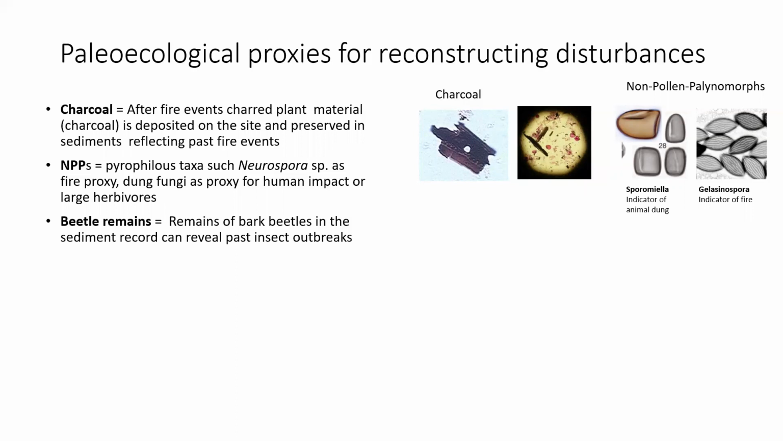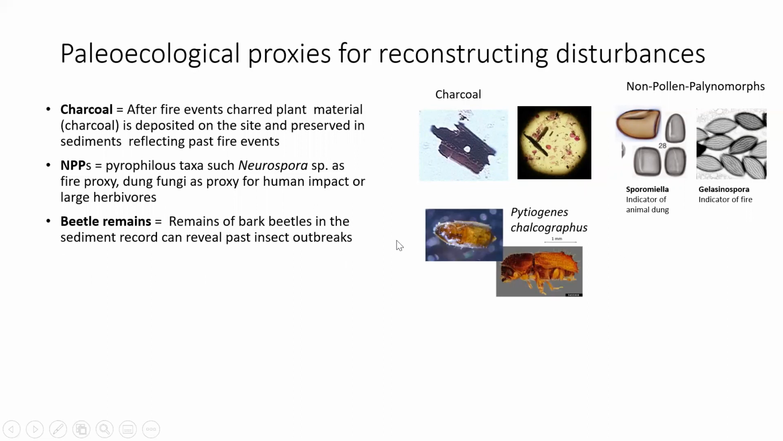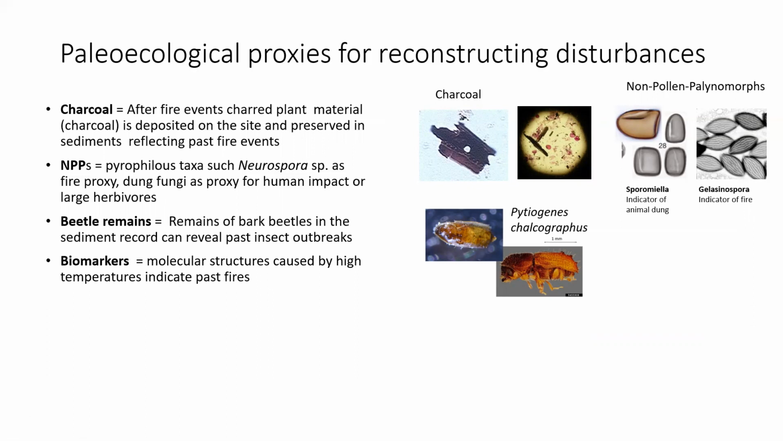Then we can use fossil beetle remains, which, for example, in the case of coniferous forest, we can look into bark beetles that can reveal past insect outbreaks. And there have been quite recent studies showing that the amount of bark beetle remains found from sediments can be used to reconstruct past bark beetle outbreaks. Then we can use biomarkers, so different molecular structures caused by high temperatures that can be found and analyzed from sedimentary records and indicate past fires.